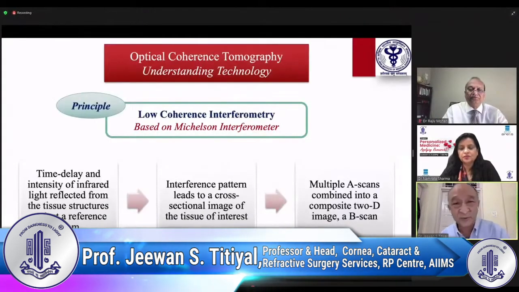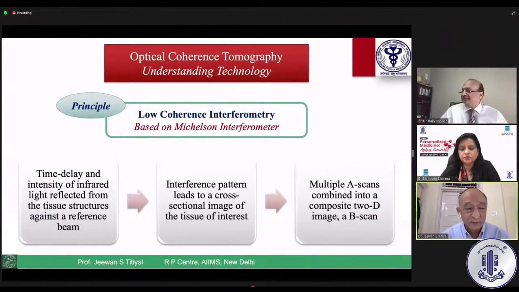You all know the principles of optical coherence tomography. Basically it is a low coherence interferometry based on a Michelson interferometer, where the time delay and intensity of infrared light reflected from the tissue structure against a reference beam will give you an interference pattern, and that will lead to a cross-sectional image of the tissue of interest. It gives you multiple A scans combined into a composite two-dimensional image as a B scan for our patients.